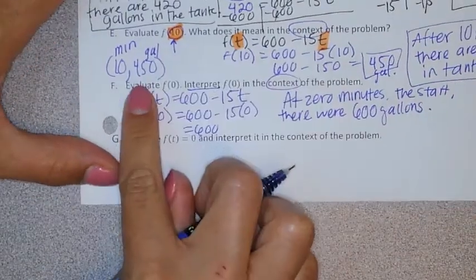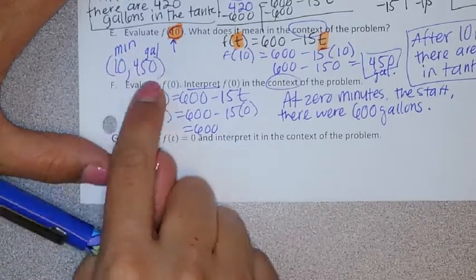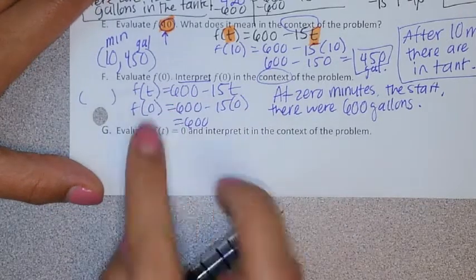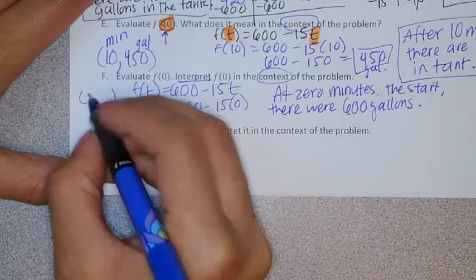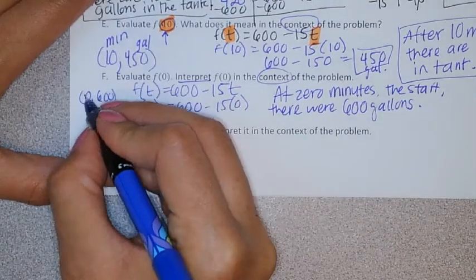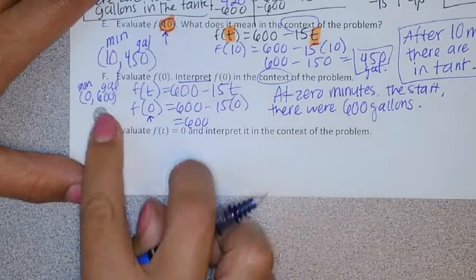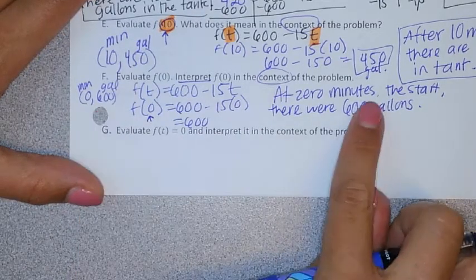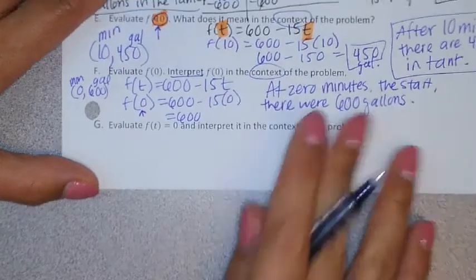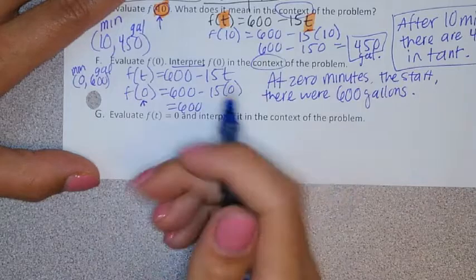Once it's in a coordinate point and you label which is which, then it's easy to say, oh, at 10 minutes there's 450 gallons. Here the same thing, if you put it in a coordinate point, when x or t is 0, you got 600. You know that x or t in this case is minutes, and the 600 is gallons. Once you have it in a coordinate point, it's easy to write the sentence. Oh, at 0 minutes there are 600 gallons. Okay, got it.